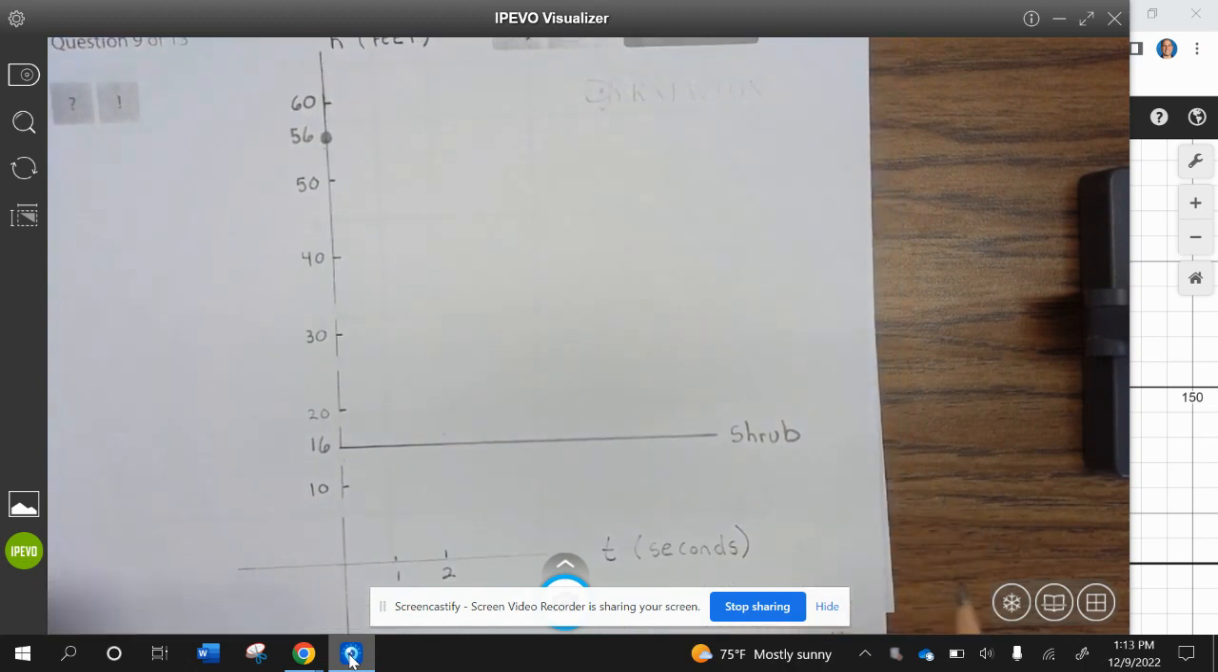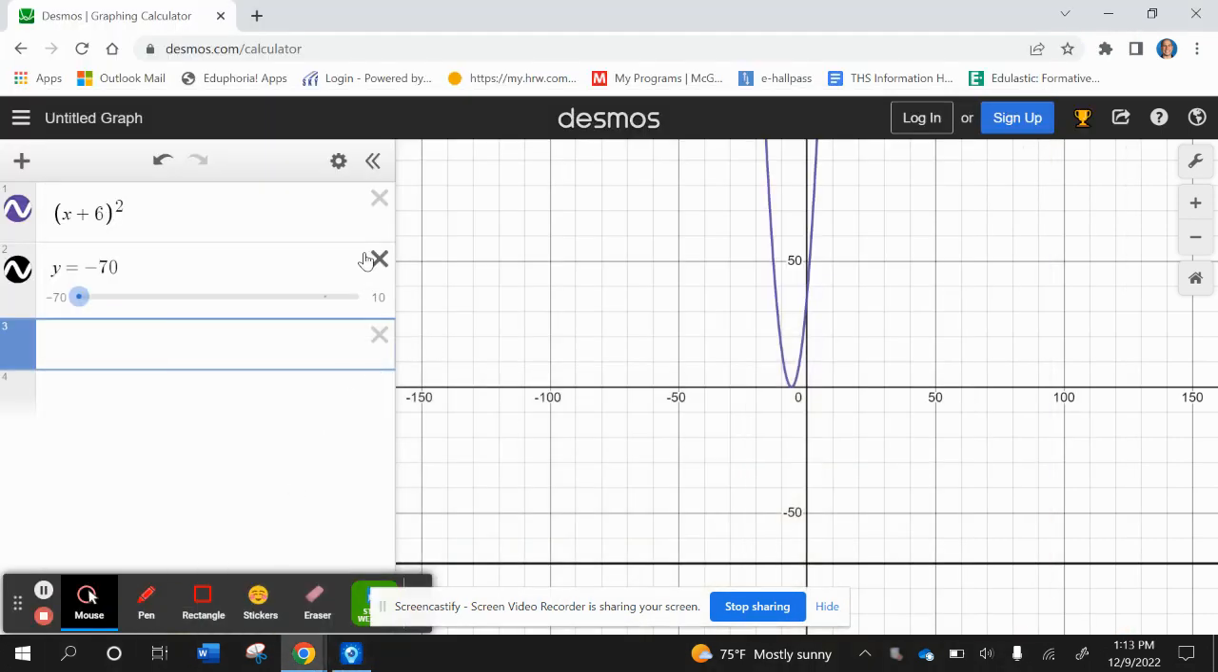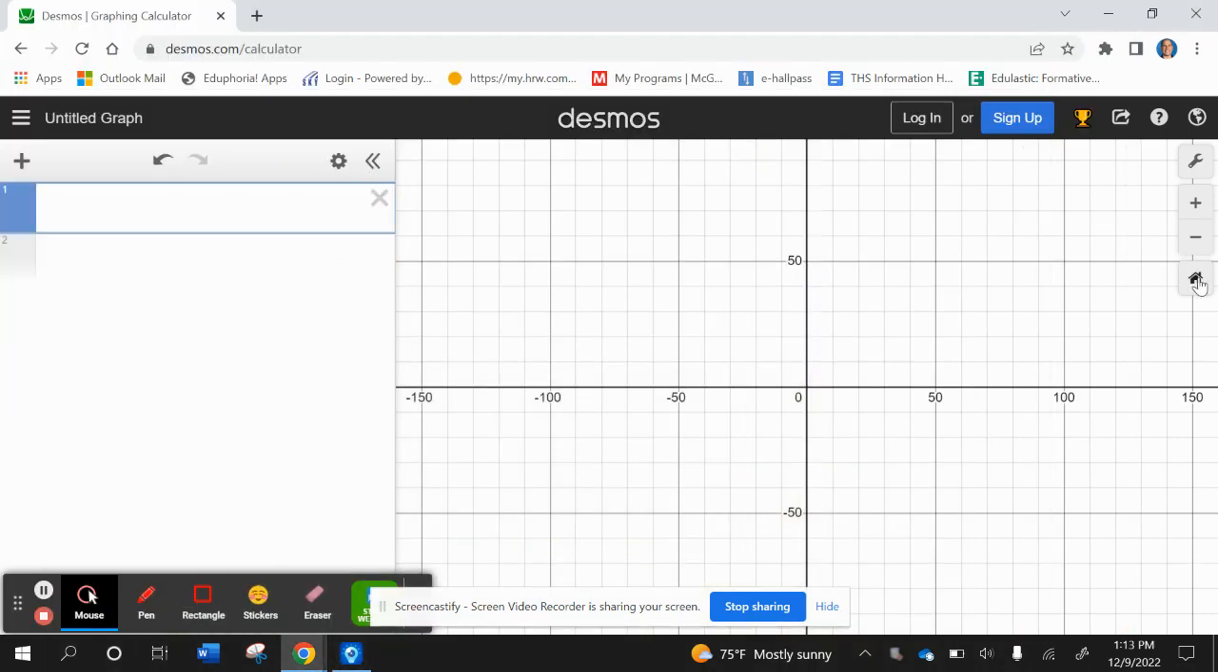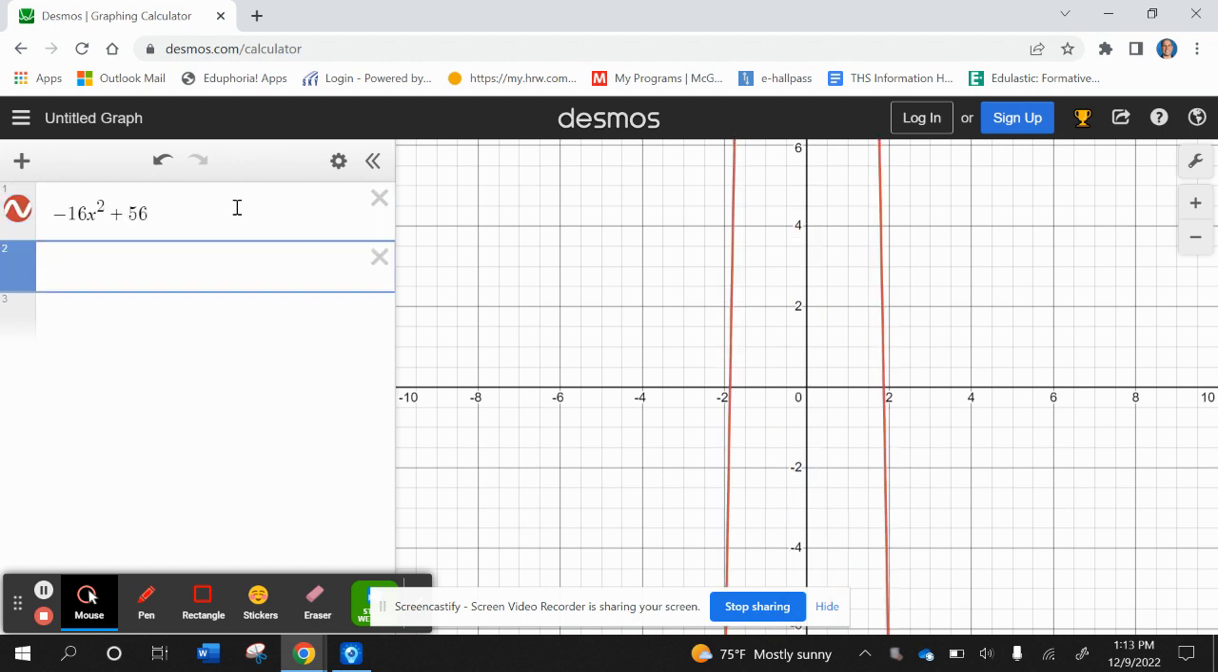All right. So we're going to graph. We're going to use Desmos, and we're going to go here, here, and press home. And then we're going to graph -16x squared plus 56. And we're going to graph y equals 16.